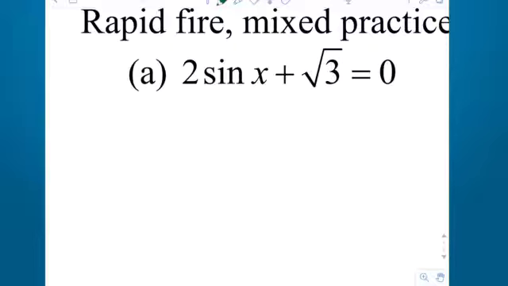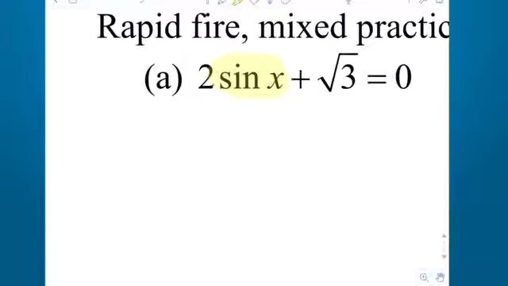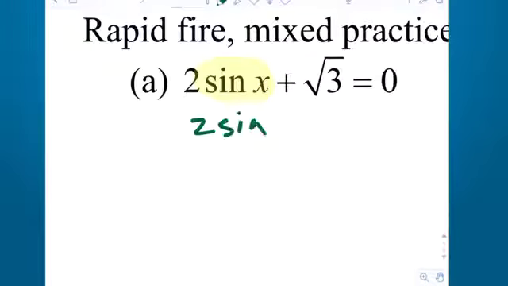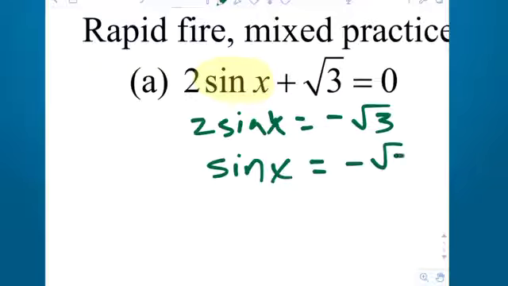Not in this case. Why? Yeah, there's only one term here that has a variable in it. So whenever you have a single term with a variable expression, you actually don't want to get it equal to 0. You want to isolate that variable part. So we want to get sine of x by itself. So we subtract the square root of 3, and we divide through by 2. So we get negative square root of 3 over 2.